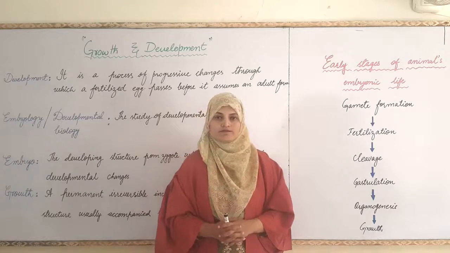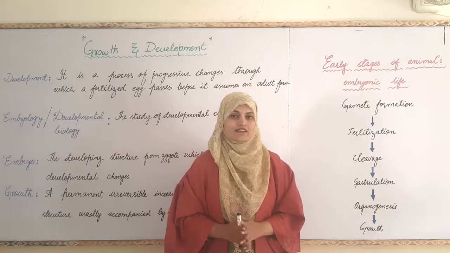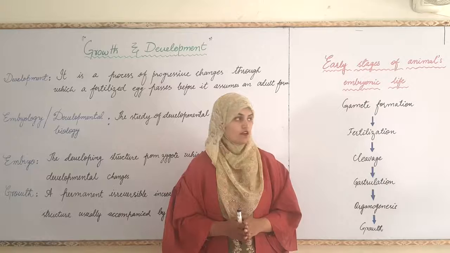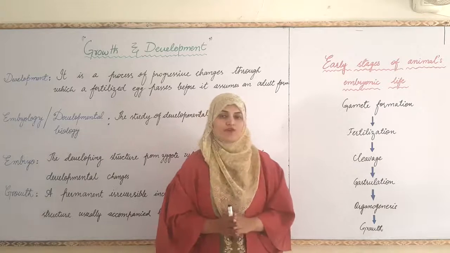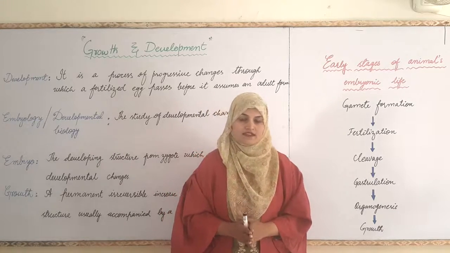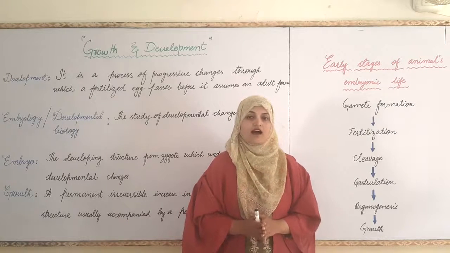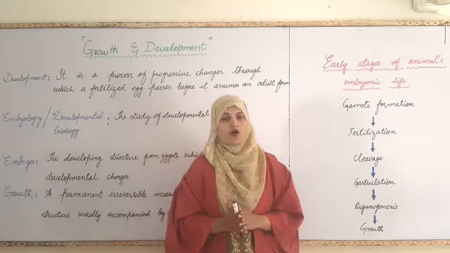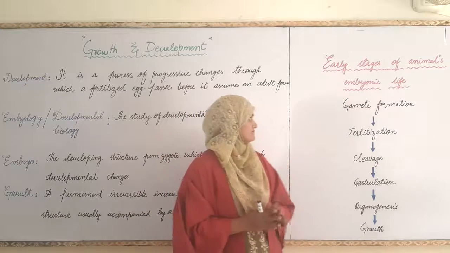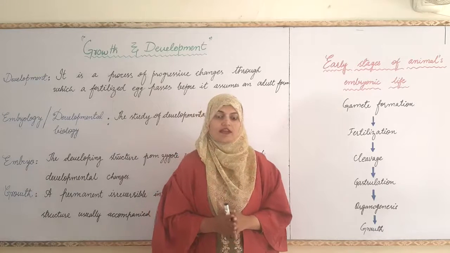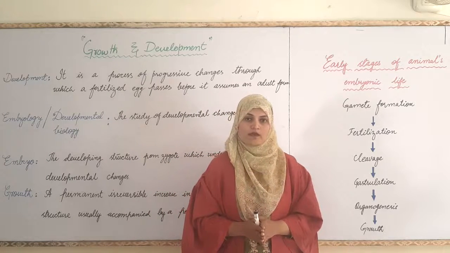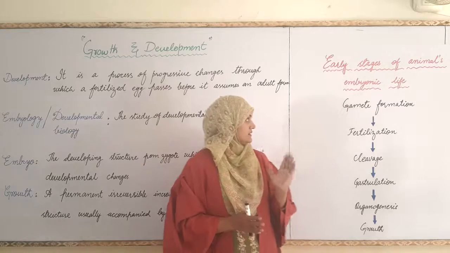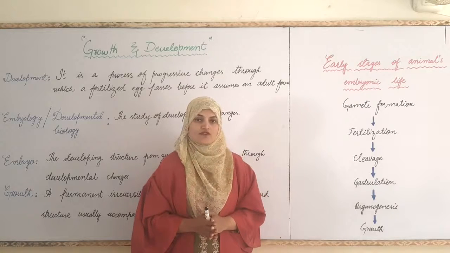What is gamete formation? You have studied in reproduction about spermatogenesis and oogenesis. This is termed as gamete formation, the process by which a sex cell, either ovum or sperm, is formed. In females, the ovum is formed by the process of oogenesis, while in males, sperm is formed by the process of spermatogenesis.